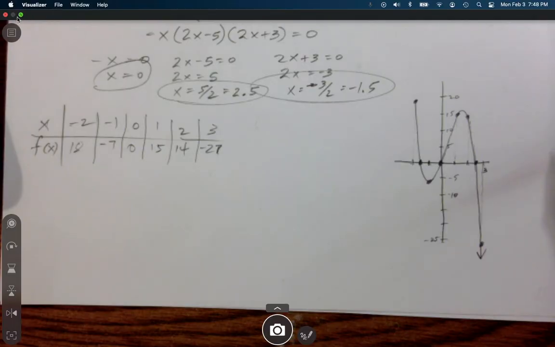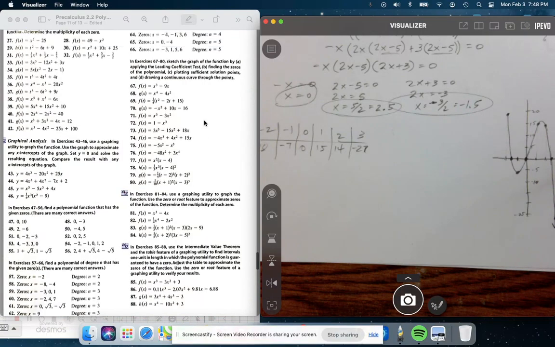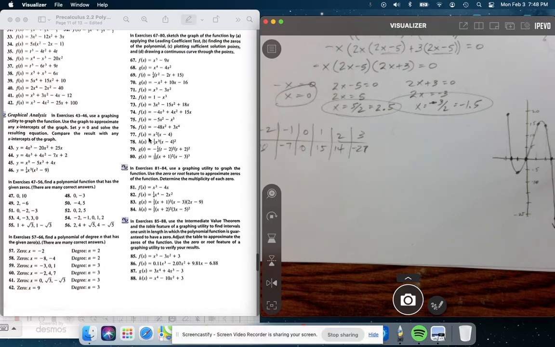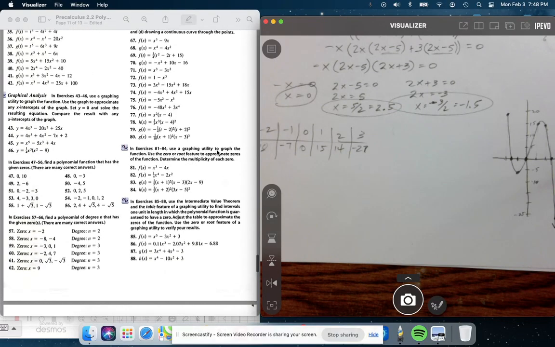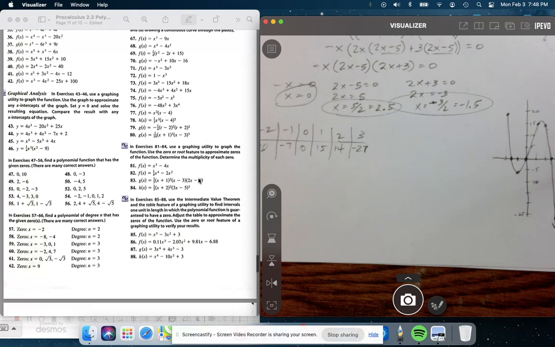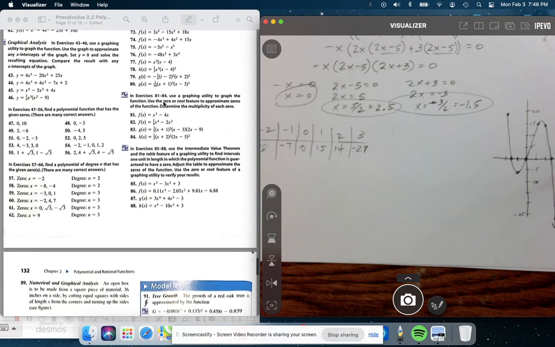On this page, it's 131 starting at 67 through here. Very time consuming. It's a lot to do. Remind me in class, and I won't assign very many, but you need to do a couple, maybe 3 or 4.